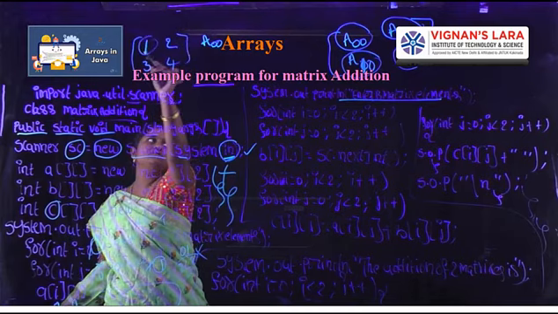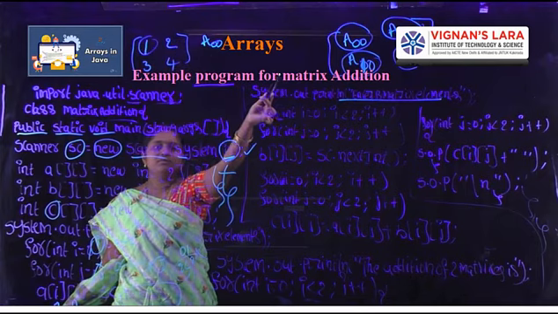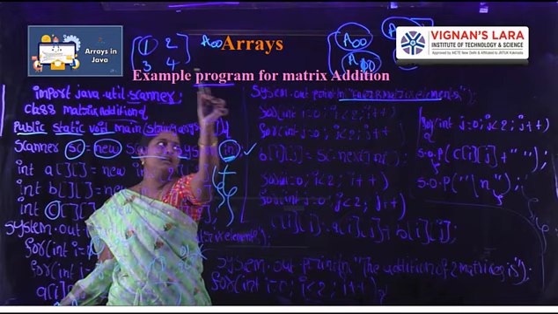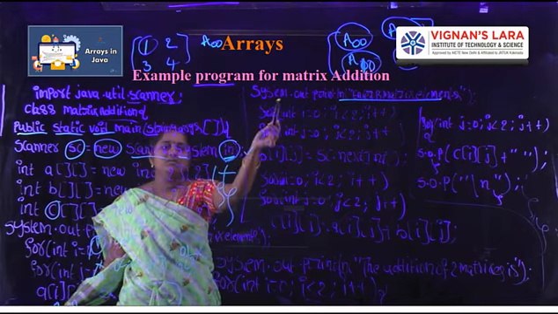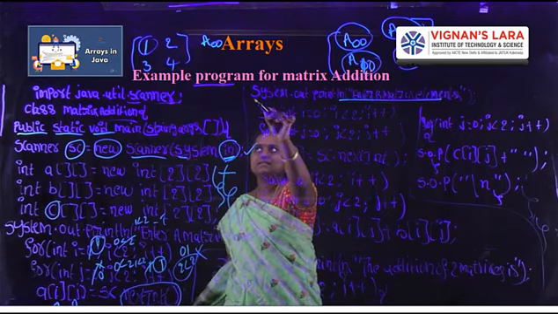First element can be stored in A of 0, 0 position. The second element can be stored in A of 0, 1 position. Third element can be stored in A of 1, 0 position. Fourth element can be stored in A of 1, 1 position. In the similar way, we have to enter B matrix elements.